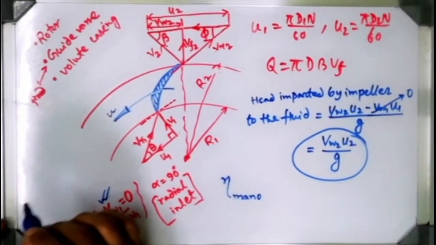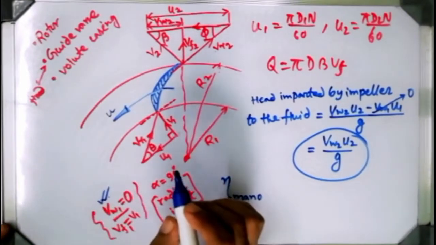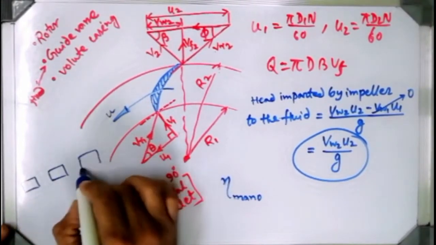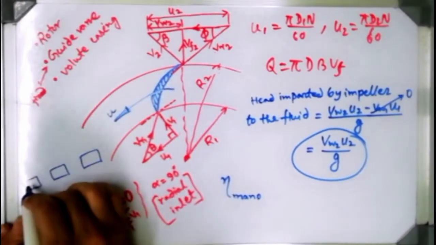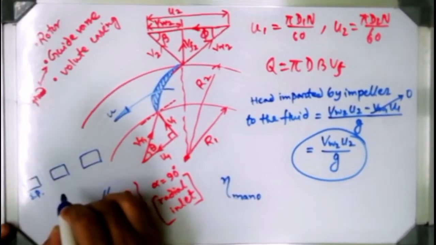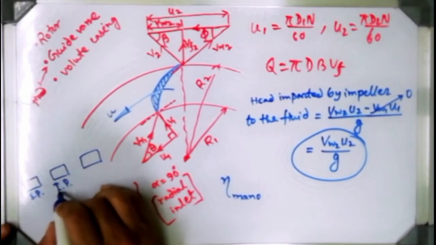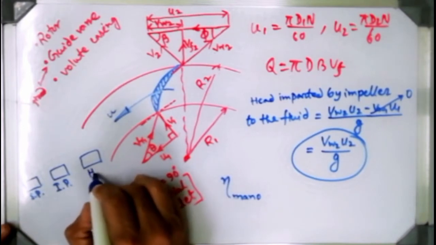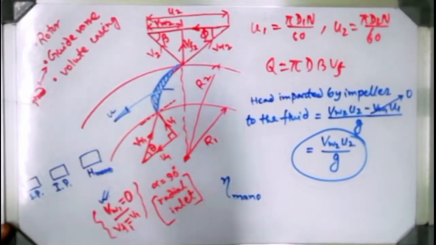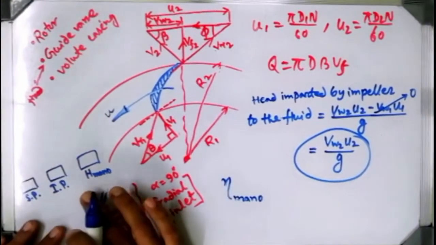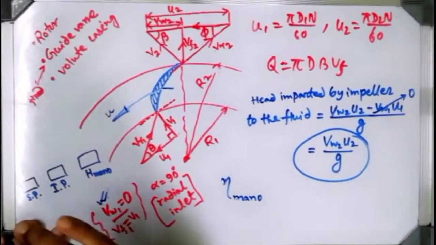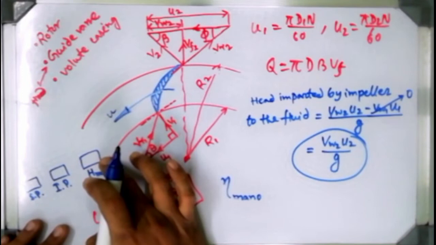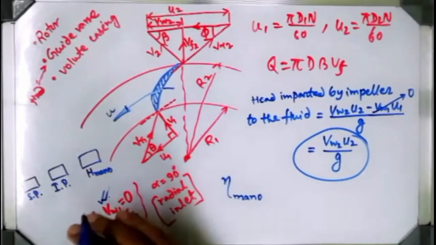Before starting efficiency, one thing I should clarify: just like for the turbine, here also you can draw box 1, box 2, box 3. It will be easier. In the first box I write shaft power, in the second box impeller power, IP, and in the third box H mano, the manometric head, which is the output. In the turbine I drew this too; if you forgot, recall it. There the outlet was the shaft power, so this is just the reverse of that.